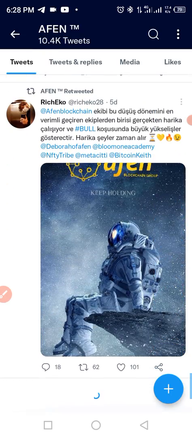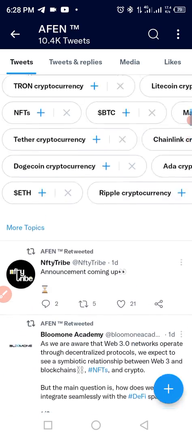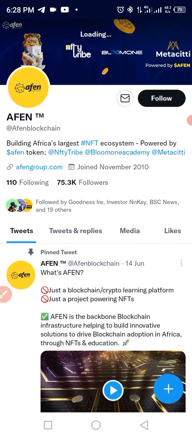You just check it and see if it's something you like. Like I said, also check the quality of their followers. Check who they are following, who is following them. All right, click on their followers, see who is following them.